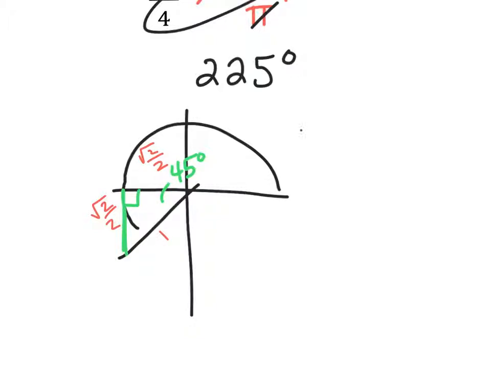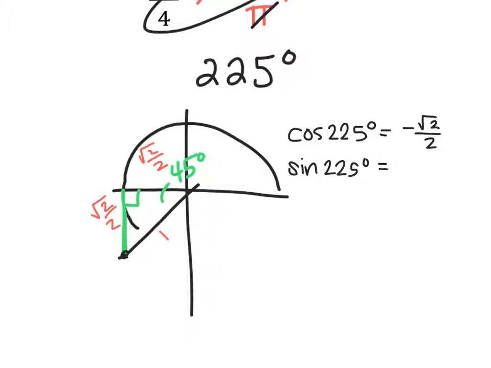So if I find the cosine of 225, I'm finding the x-coordinate. So the x-coordinate is, I had to go to the left, negative root 2 over 2. So the answer is going to be negative root 2 over 2. The sine of 225, or 5 pi over 4 actually, is going to be negative as well. So it's going to be negative root 2 over 2, because I had to go down to get this.